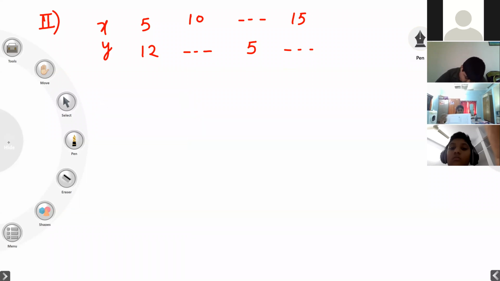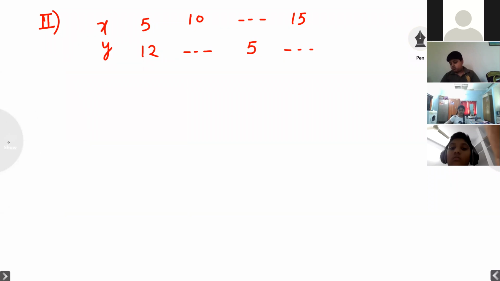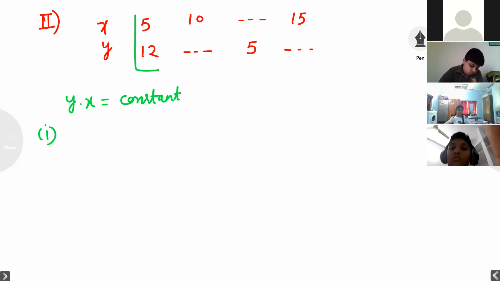I have given just now one concept. If they are inversely proportional, then which concept do I want to apply? Y into x is equal to constant. Y into x is equal to constant. First case, I'm talking about the first case. What is y? Y into x is equal to, what is the value of y here? 12. 12 into 5 is equal to 60.